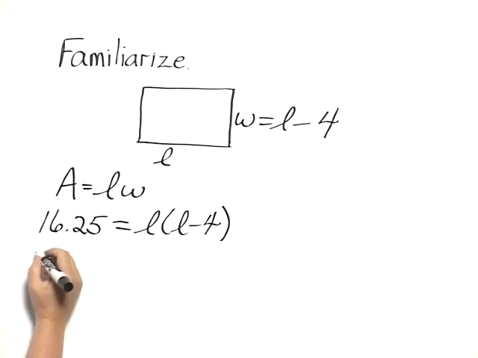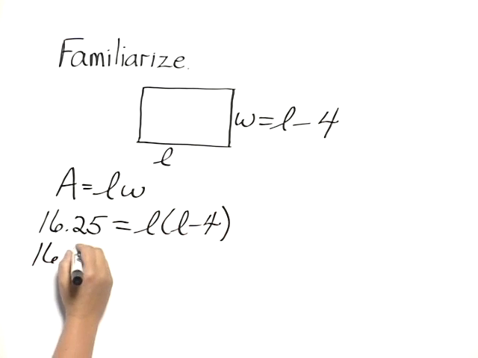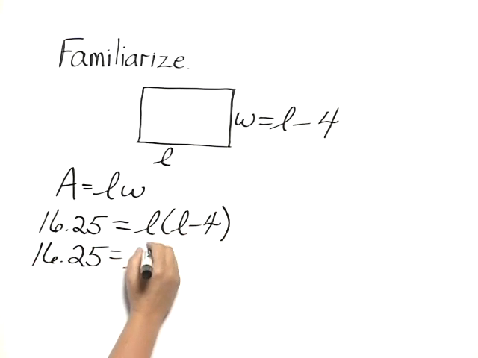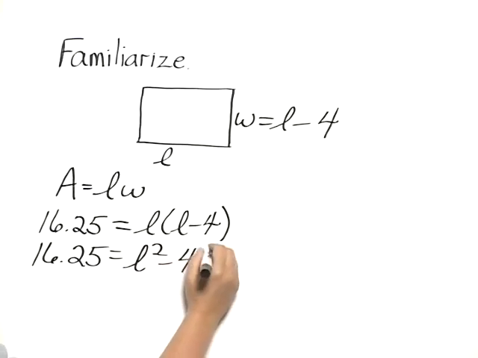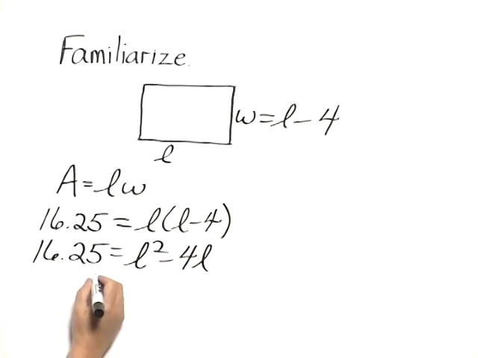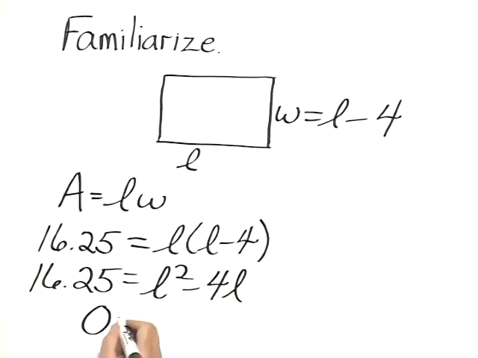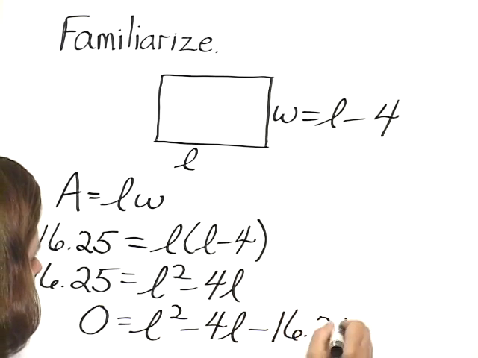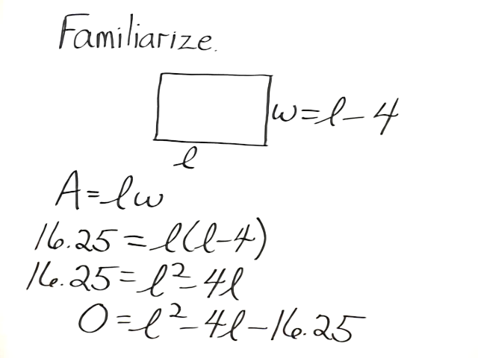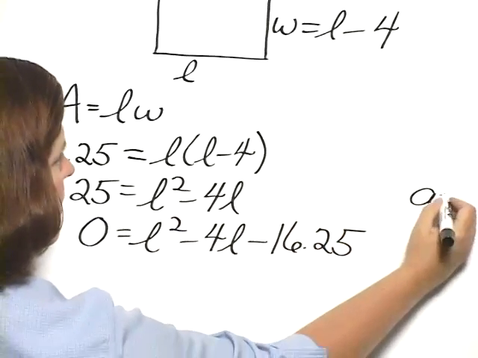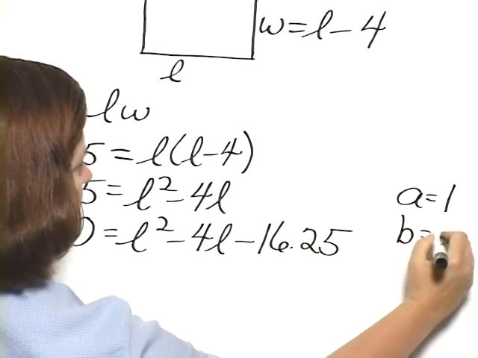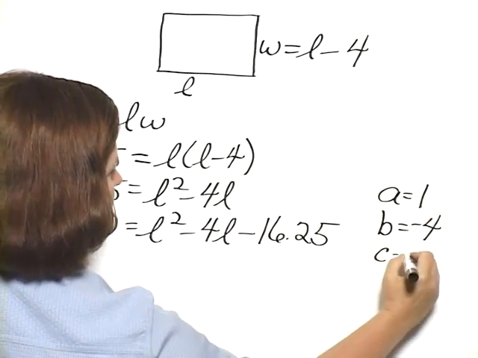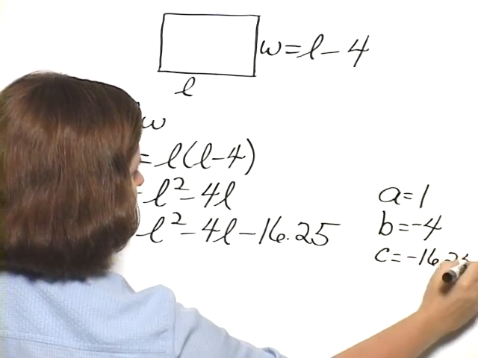If we multiply this out, we have 16.25 equals L squared minus 4L. Subtracting 16.25 from both sides, we get 0 equals L squared minus 4L minus 16.25. We can use the quadratic formula now. Having A equal 1, B is negative 4, and C is negative 16.25.